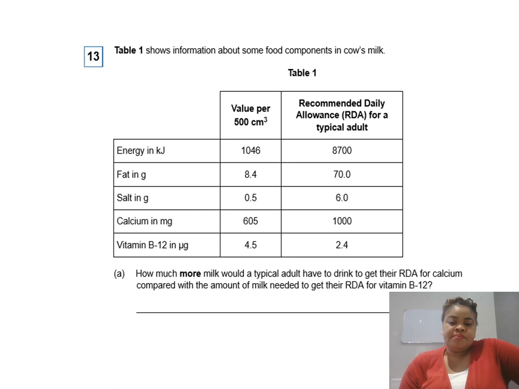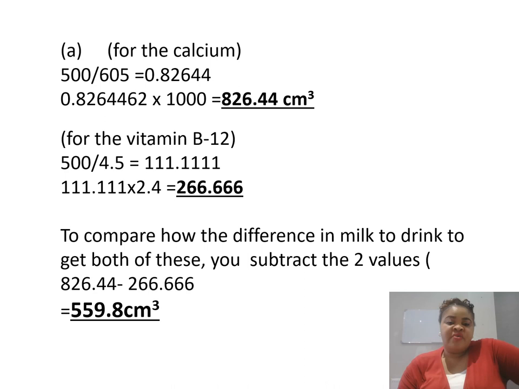Now, this is a calculation question. Remember, it's 10% calculation on the biology paper. It's giving you some values and saying you should compare. Because it's asking you to compare, you have to calculate the amount they need for the calcium and the amount they need for the vitamin B12 in micrograms so that you can then compare the two. So this is the calculation. You do the one for the calcium first, do the one for the B12, and then you take away those two values and get the answer: by how much more milk is needed to get one as compared with the other.